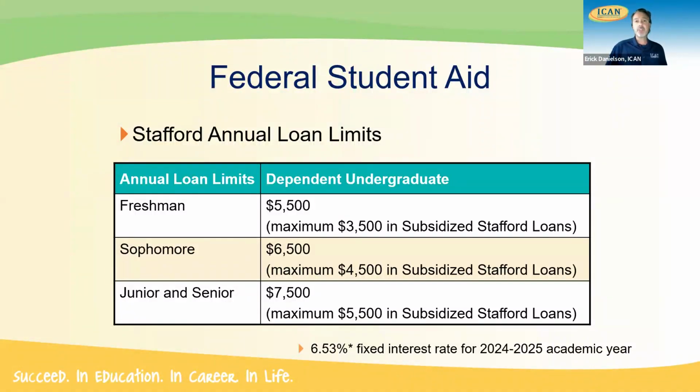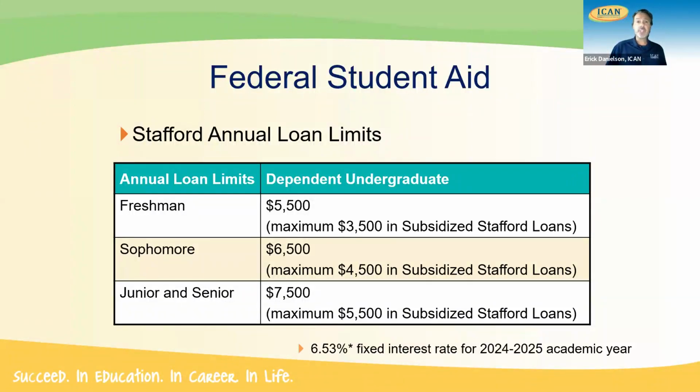No matter what type you get, students begin repaying their Stafford loans 6 months after they graduate or drop below half time. And then they typically will have 10 years to pay it off. There are a lot of different repayment plans out there, but typically it would be a 10-year standard repayment plan.